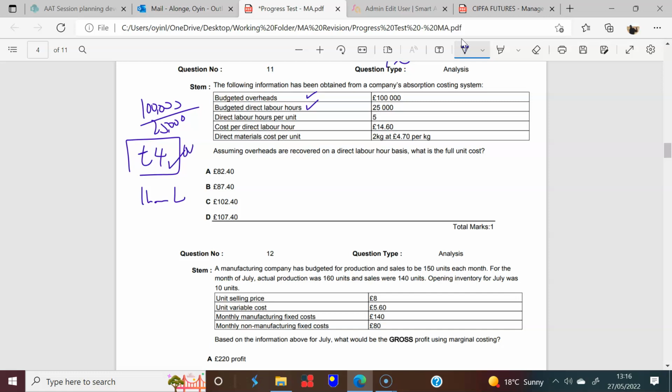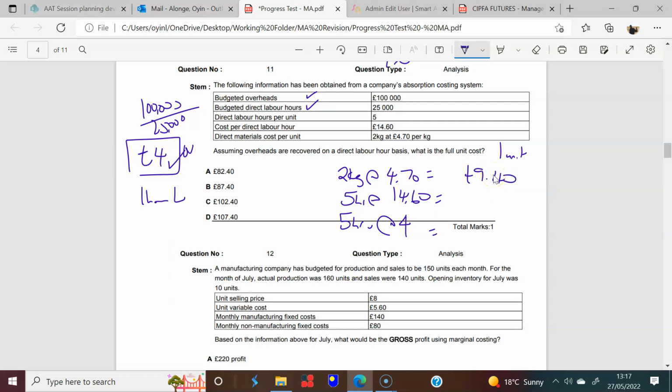This is the overhead. So let's look at the product. To make one unit, you need 2 kilograms at £4.70. You need 5 hours of direct labor, at £14.60, and you also need the overhead because we're basing it on labor hours, at £4. So let's do all of those quickly. 2 times £4.70 takes us to £9.40.